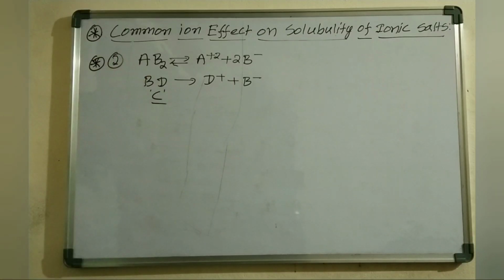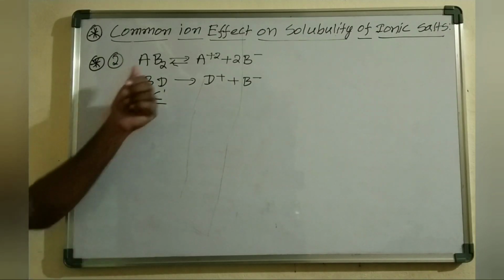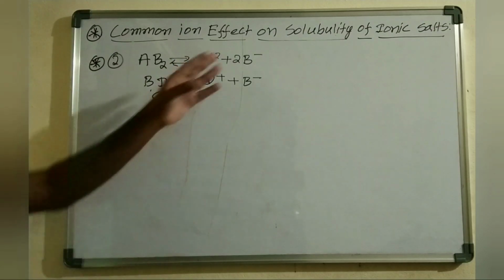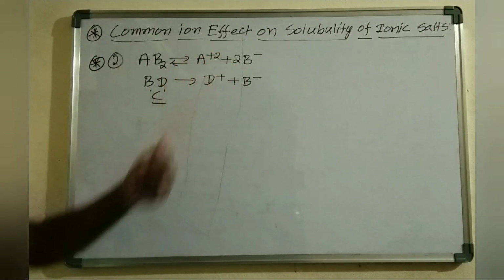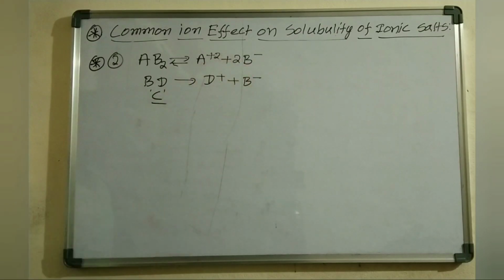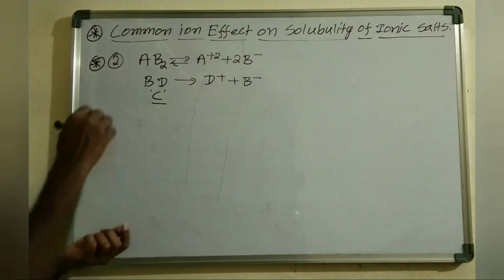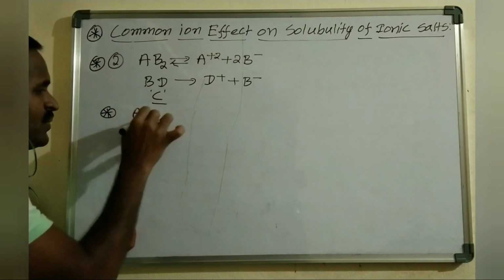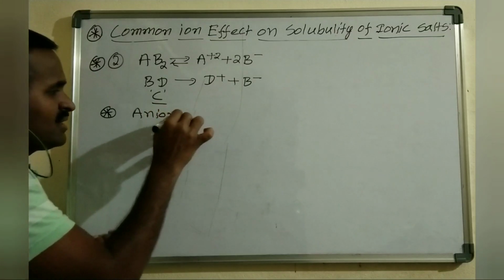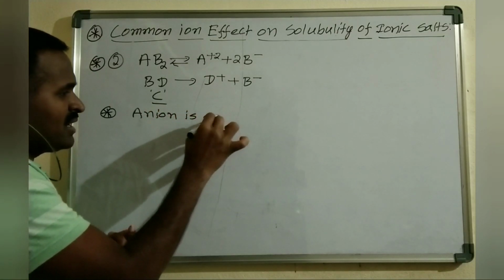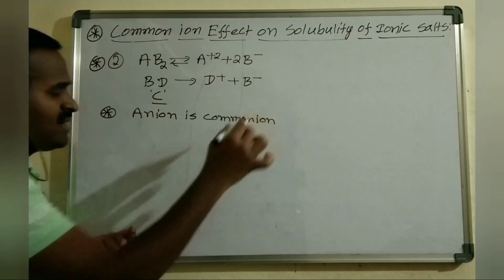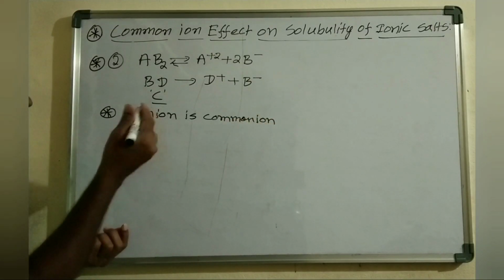That was added to the AB2 type of electrolyte, and it will be dissociated into A plus 2 plus 2B minus, and this BD will be dissociated into D plus and B minus, and B minus is a common ion here. That means here the anion is a common ion. Whenever the anion is a common ion, its solubility changes.